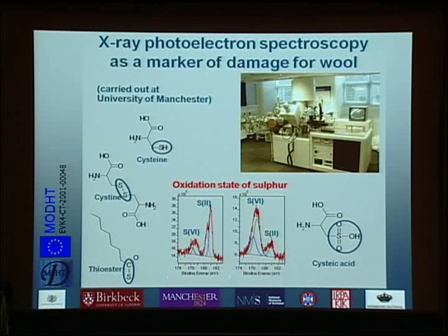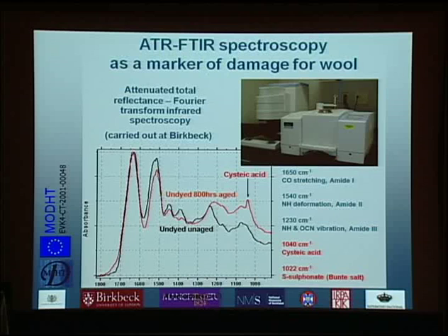X-ray photoelectron spectroscopy is a surface technique. We tracked the oxidation state of sulfur, which really shows how the amino acids cysteine and cystine convert into cysteic acid. And also, a very similar approach, although a completely different technique, it was the cysteic acid level, which is here. The development of this peak was tracked with FTIR spectroscopy.